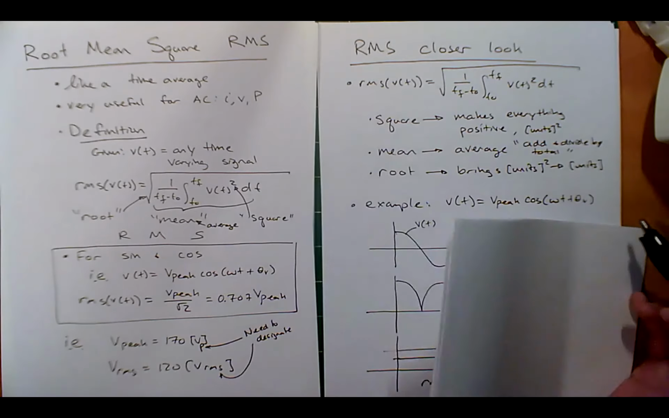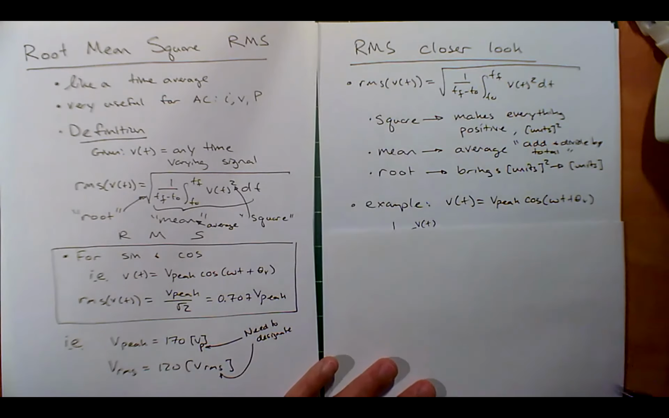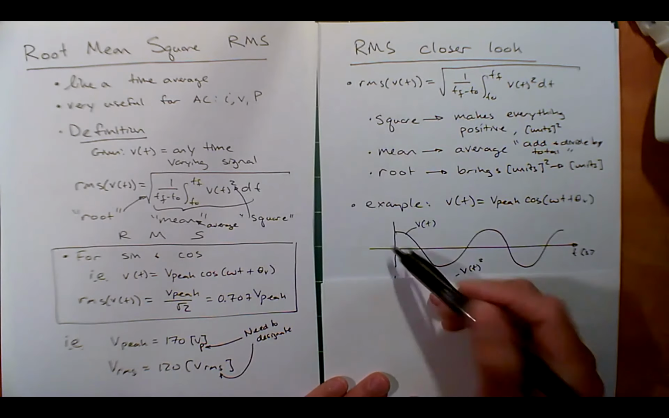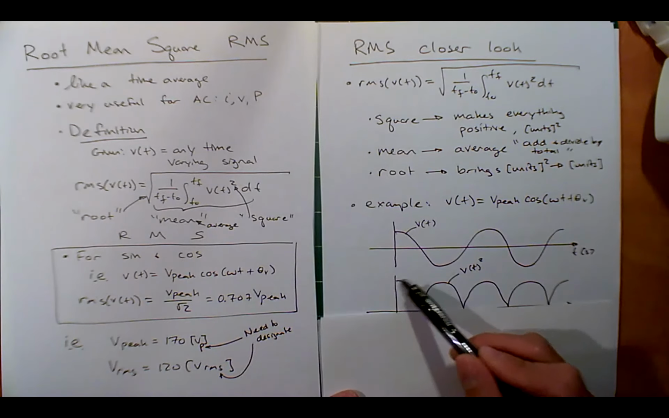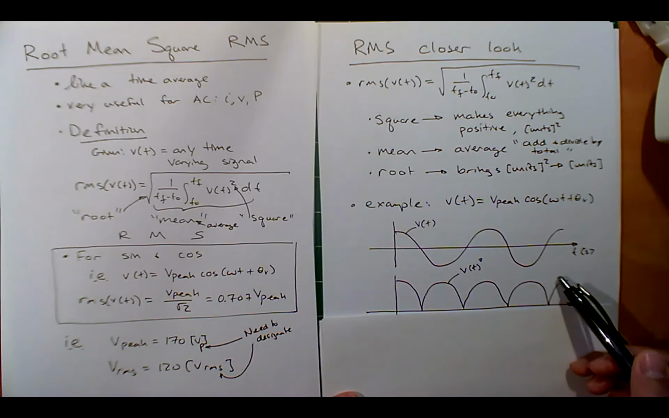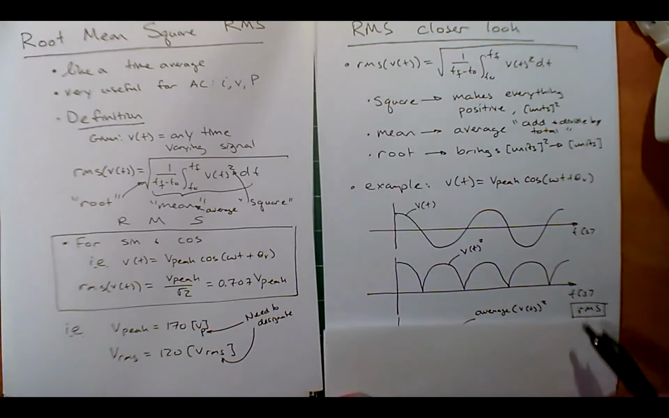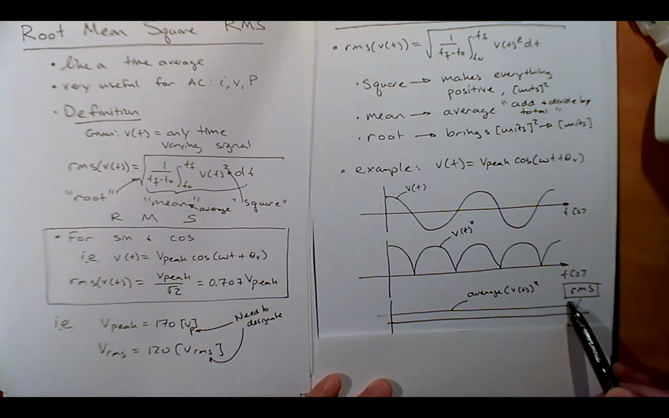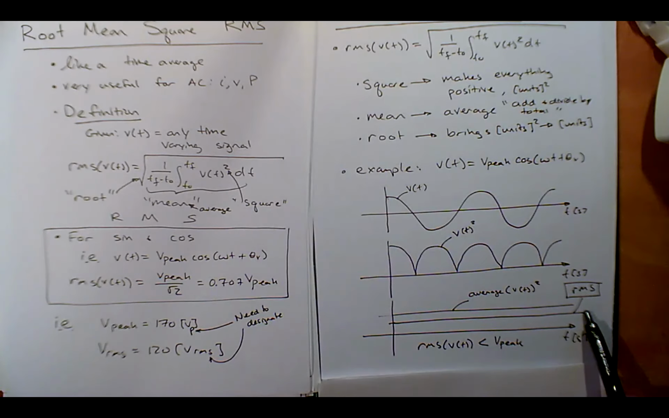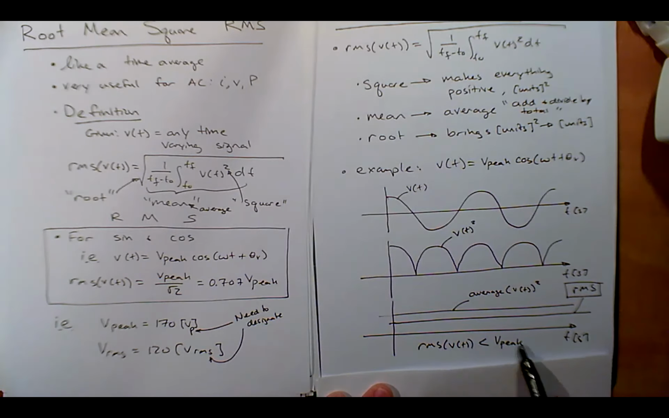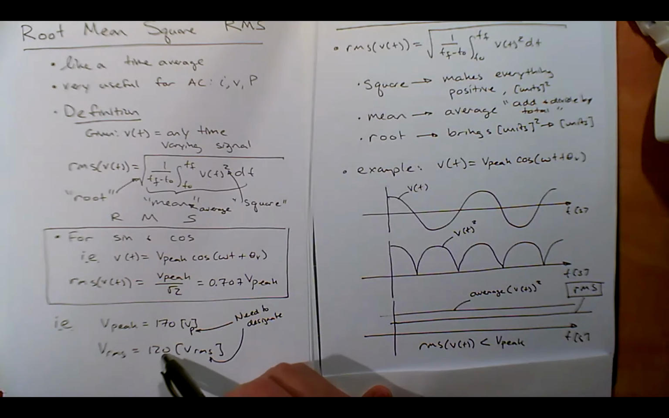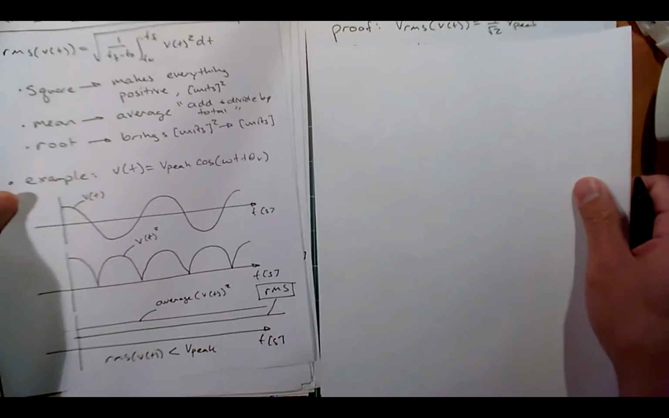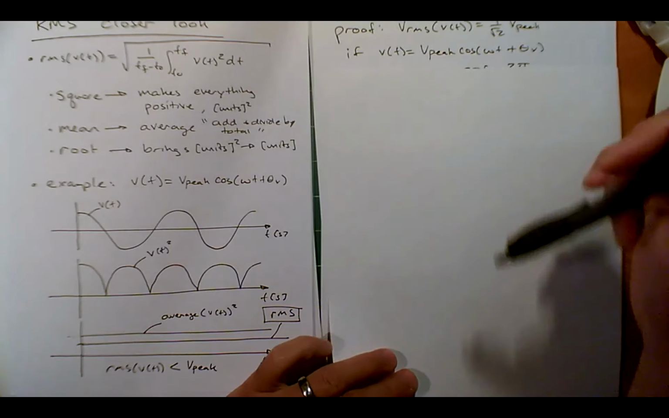All right, so let's look at this. You have v of t equals Vp cosine of omega t plus theta. Here's your cosine. If we square it, what do we have? Good. Then if you take the mean, you get this line, the average of v squared, and then you square root it, you get this. This is the RMS value. Notice the RMS value is less than the peak. That should make sense, because obviously it's 120 versus 170. Now let's look at the proof. If you want to skip ahead, you could skip ahead. Hope you didn't skip ahead earlier.